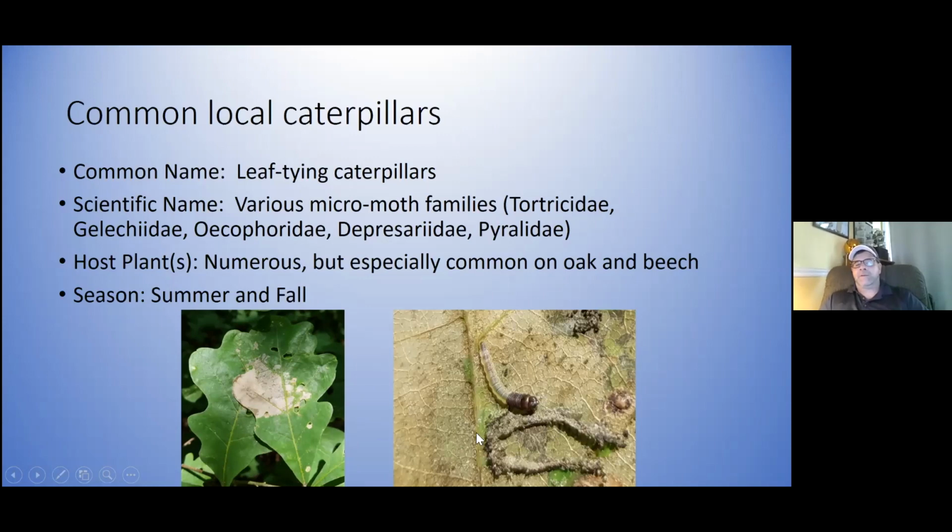They mix their frass in with silk to build walls. They have little rooms that they occupy, and then they just skeletonize or scrape away at the leaf surface. There's various different species in a whole bunch of different families, and I'll show you a picture of an assortment of them in a second. But oak and beech are the most common species to look for these leaf ties in the summer and throughout the fall. They're among the most abundant caterpillars you can find around here.